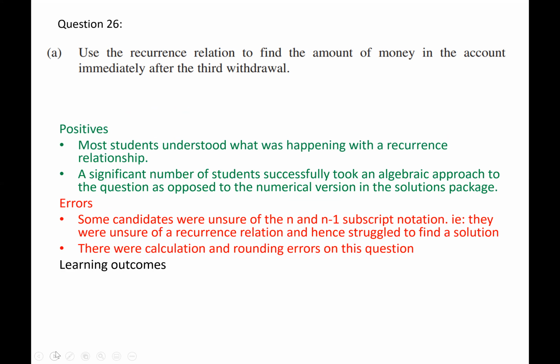So, positives and errors. Some positives: most students did know how to use a recurrence relation, which was good, probably slightly more in Advanced than the standard course, and I think that's just due to the algebra. But there were also significant numbers of students who really didn't understand the recurrence relation. If I had to estimate, maybe 80% of students knew what was going on and maybe 20% didn't. It came down to those subscripts, the n and the n-1.